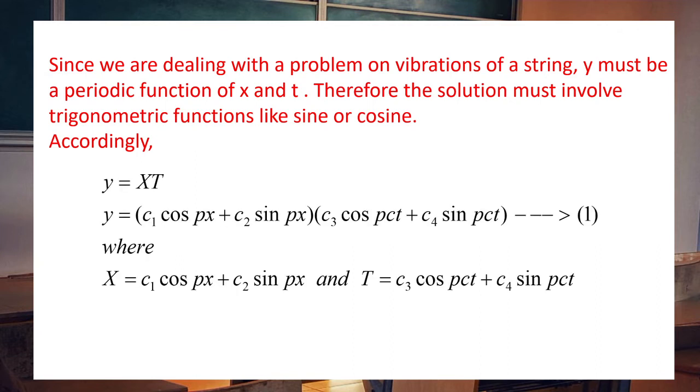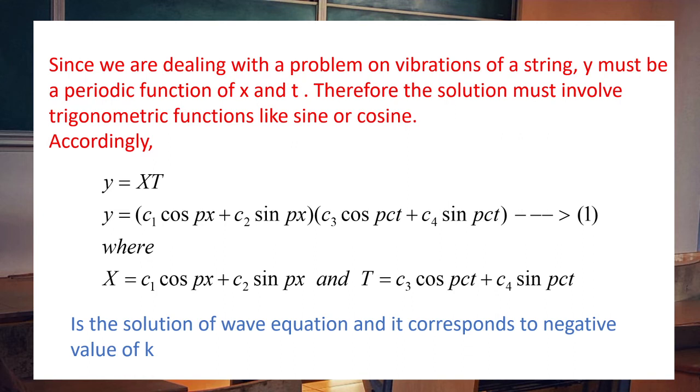Accordingly, we will take our solution as y equal to XT, which is y equal to (c1 cos px plus c2 sin px) into (c3 cos pct plus c4 sin pct), which is the physically possible solution of the one-dimensional wave equation. Note that solutions corresponding to all three cases are valid mathematically, but this is the only solution for the one-dimensional wave equation which is physically possible, and it corresponds to the negative value of k.